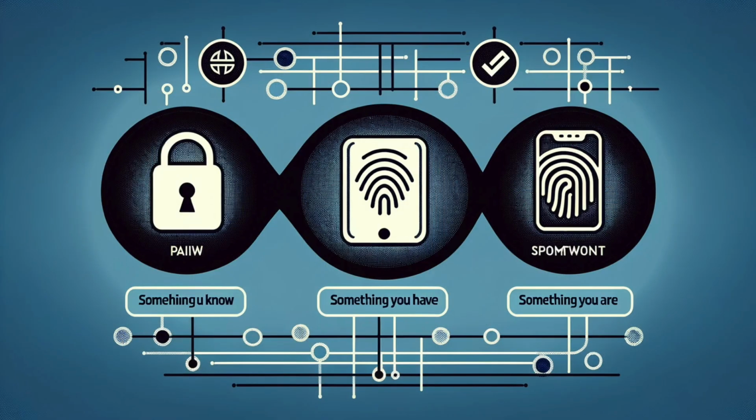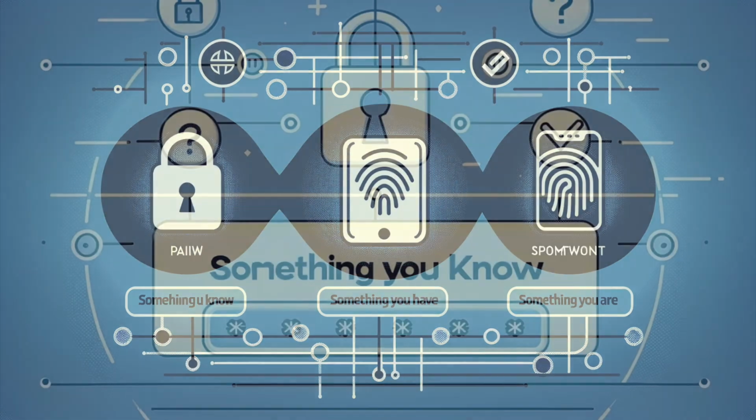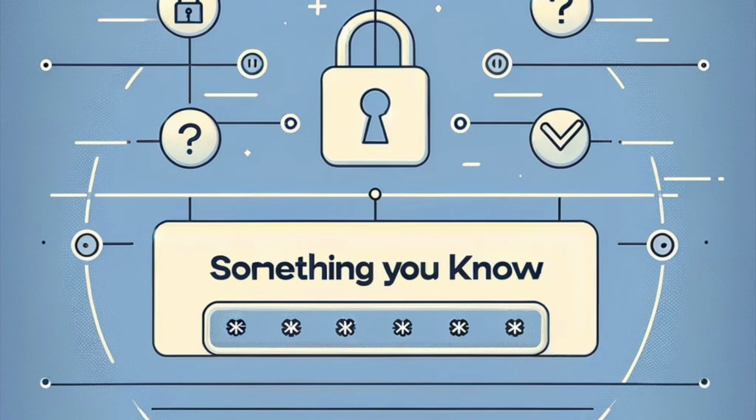Now, let's explore the different types of authentication factors that make it up. To gain access, you must provide evidence from different categories. These categories are often summarized as something you know, something you have, and something you are. Let's unpack each one. First up, something you know.